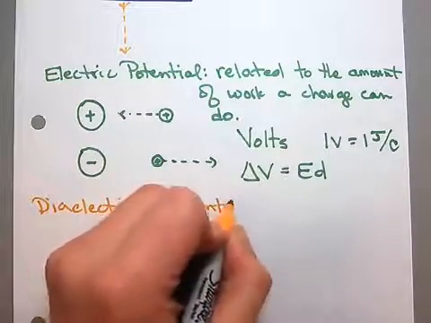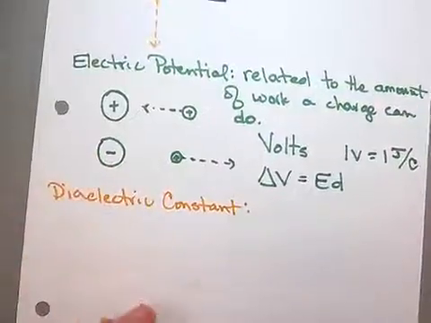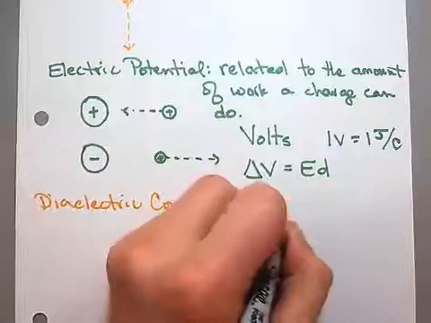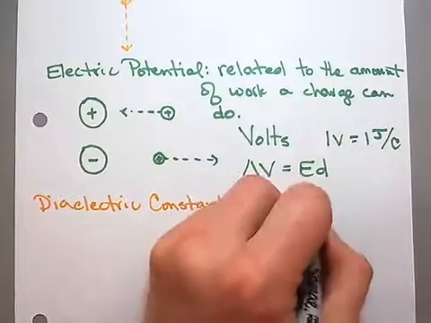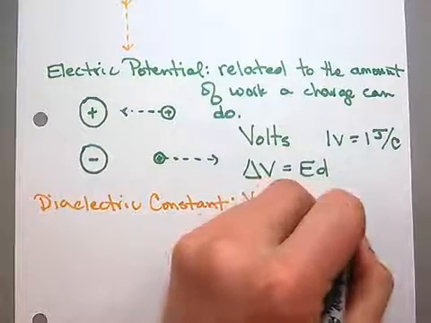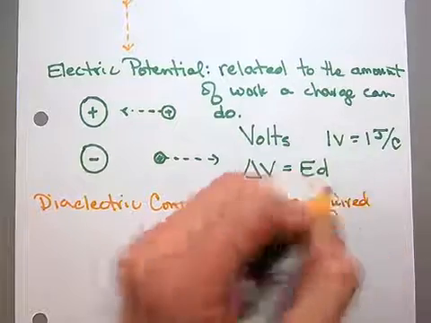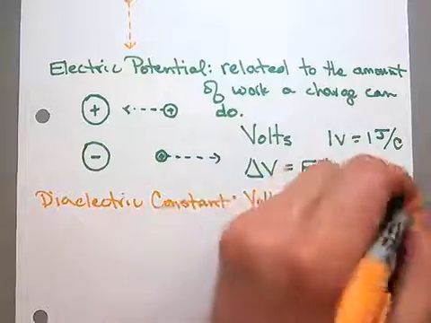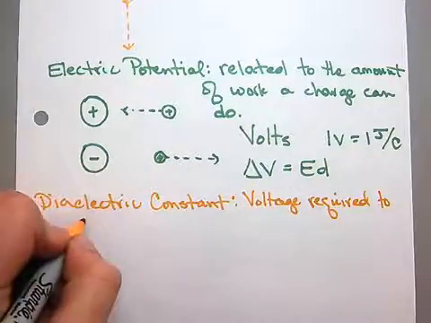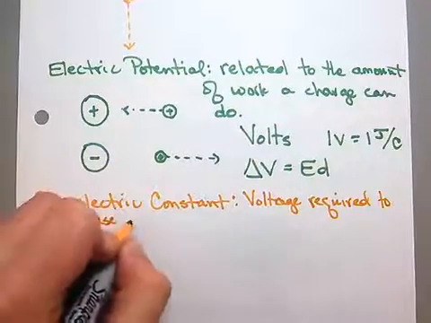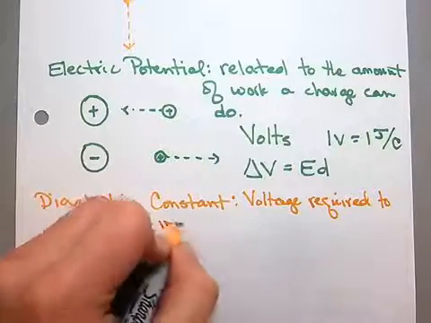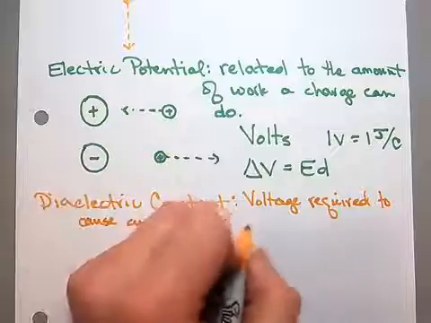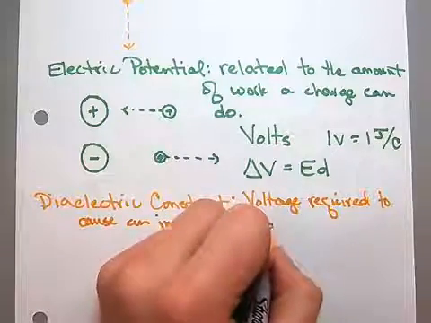Okay, and the dielectric constant, guys, is related to the voltage required to cause an insulator to break down.